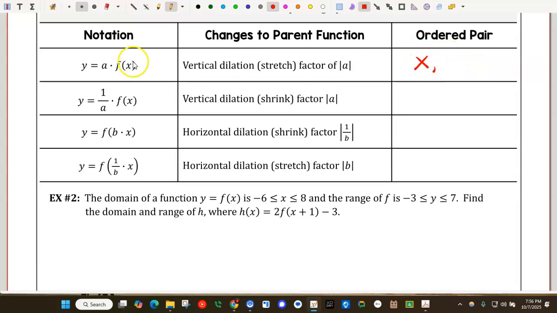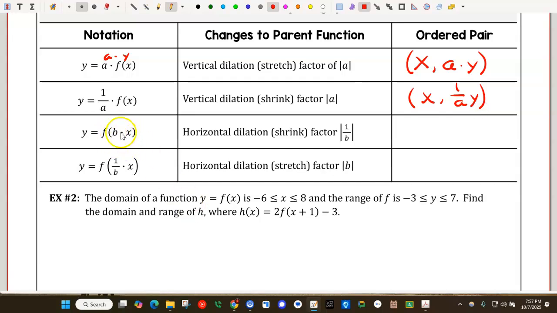Since we're multiplying, remember this is just like the y coordinate. f of x is the same as y. We just started calling it f of x instead of y. But this really just says multiply the y coordinate by that number. Okay? So the y coordinates become twice as big. And if we have a fraction here, it's going to be a shrinking factor, right? But it's still the same concept.